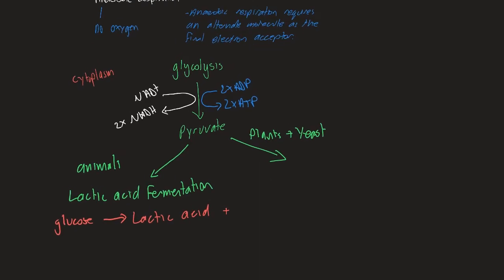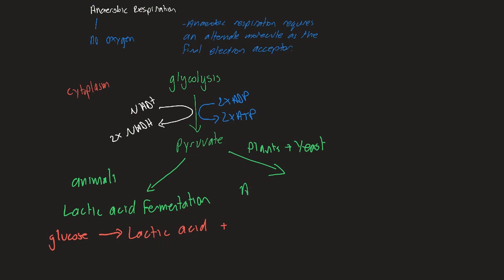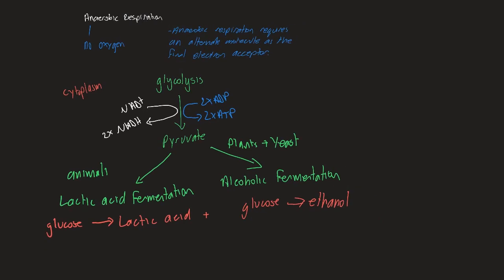So this is a process called alcohol or alcoholic fermentation. And again, we start with glucose. And the final electron acceptor is an alcohol called ethanol. And also we produce carbon dioxide. Now that carbon dioxide is what makes the bubbles in bread.